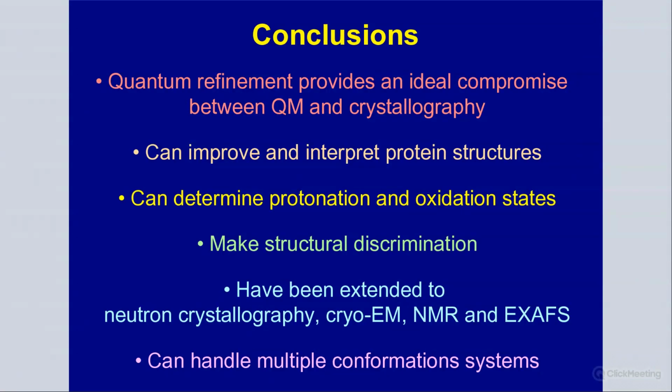So finally, I come to the conclusions. I hope I have convinced you that you can use quantum refinement, and it provides a good, ideal compromise between quantum chemical calculation and crystallography. You can use it to improve and to interpret protein crystal structures. You can determine protonation state and oxidation state. You can discriminate between different structural interpretations of the structure. And you can extend it to neutron crystallography, cryo-EM, and other methods. And I haven't shown you, but we can treat multiple conformations easily.